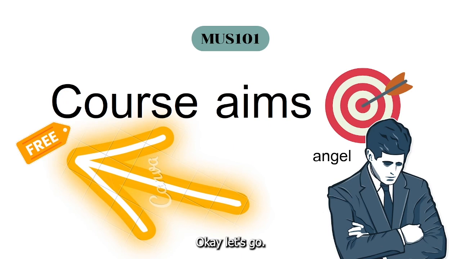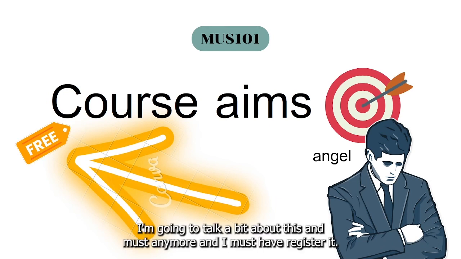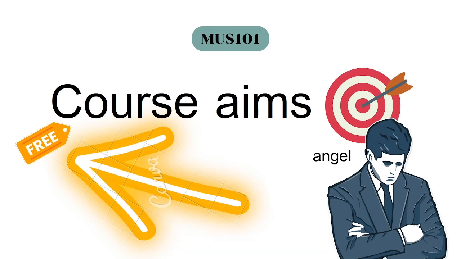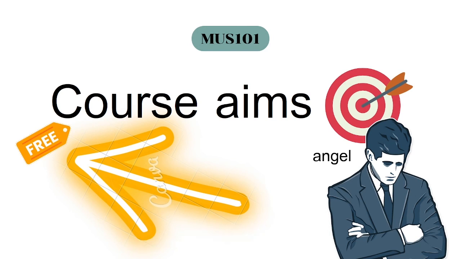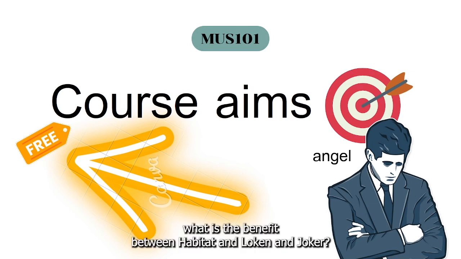Okay, let's go. All right, so now we're moving on to talk about the course aim. I'm gonna talk a bit about this, and Master Vegito is gonna lead you on what the angel means in this slide. Angel with a shotgun is actually an angel that has a gun that is called a shotgun. And that is a very crucial thing to learn before we actually start to talk about what is the benefit between Nobita, Ngokun and Joker.